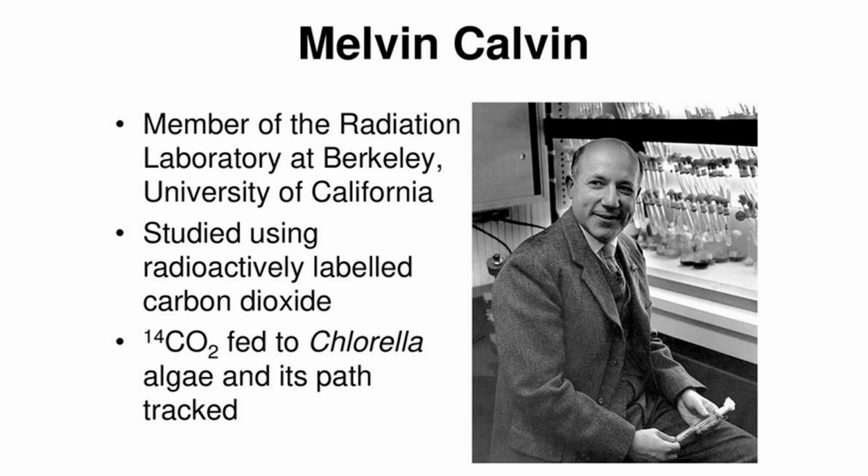Let's take a moment to meet the scientist behind this process, Melvin Calvin. He discovered the cycle using radioactive carbon-14 to trace the pathway of carbon in photosynthesis, which earned him the Nobel Prize in Chemistry in 1961.